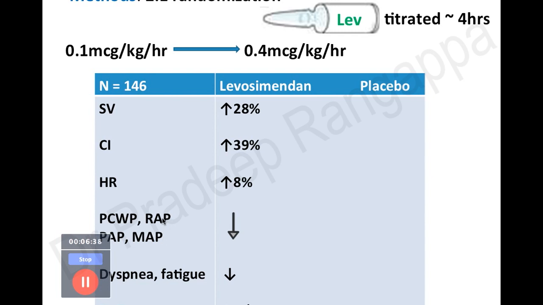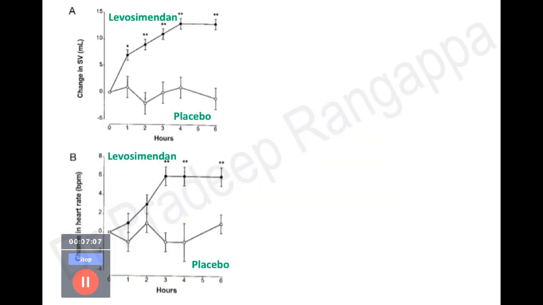So the wedge pressure, the filling pressure, or whatever we measure in the echocardiogram as a filling pressure, the pulmonary capillary wedge pressure, came down, and your CVP came down, which is again a reflection of reducing the preload, and pulmonary artery pressure also came down, which is very good. MAP came down, and symptomatically the dyspnea and fatigue were less. When compared with placebo, there were no alarming serious adverse events with levosimendan. So these were the findings in this study.